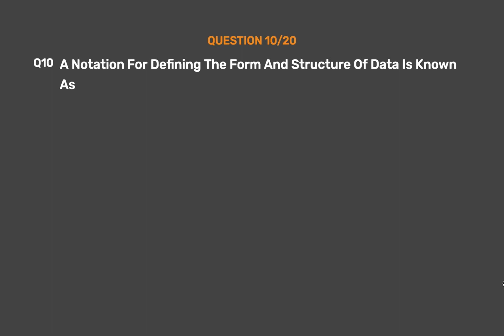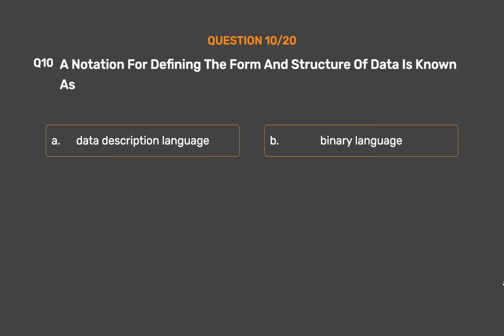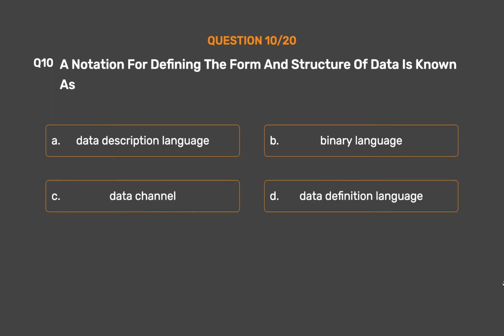Question number 10. A notation for defining the form and structure of data is known as option A. Data description language. Option B. Binary language. Option C. Data channel. Option D. Data definition language.